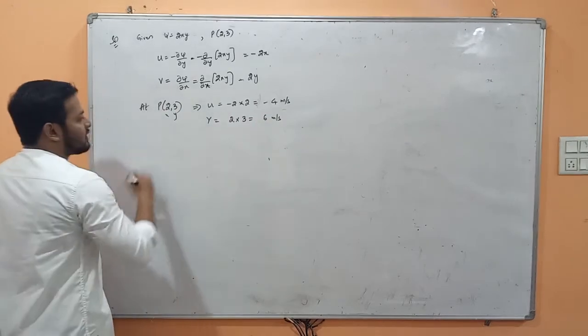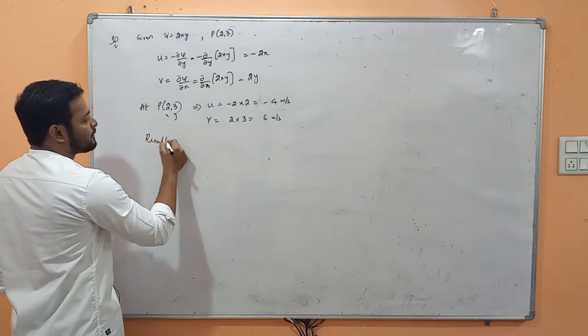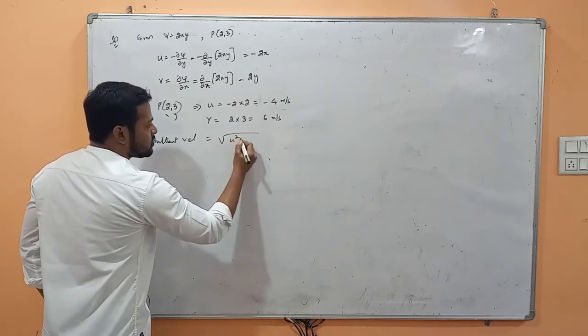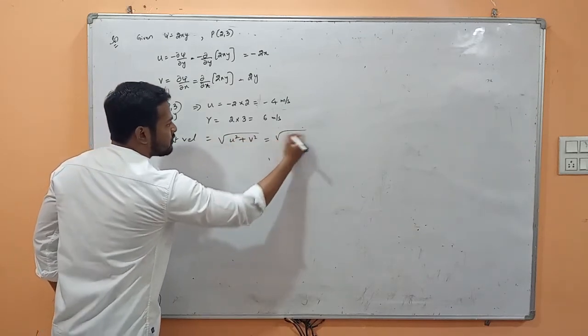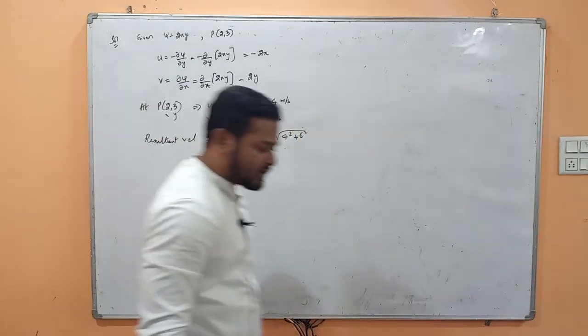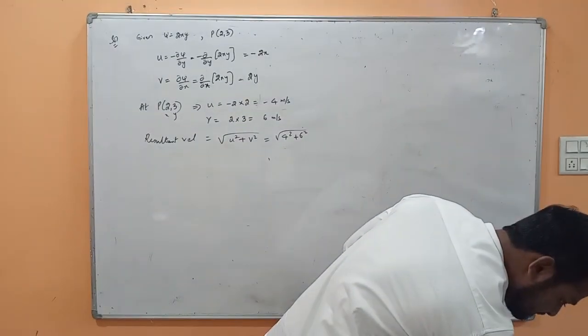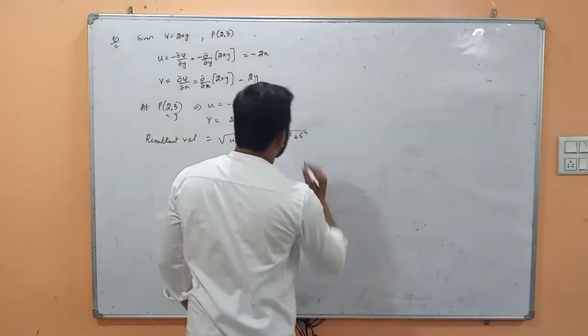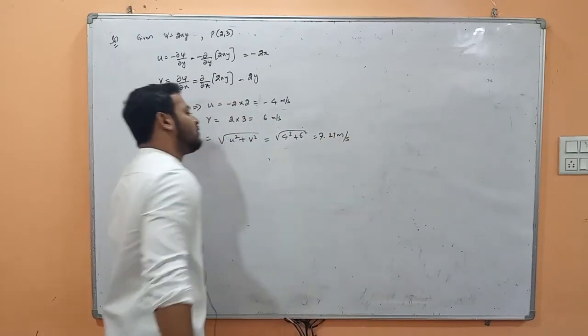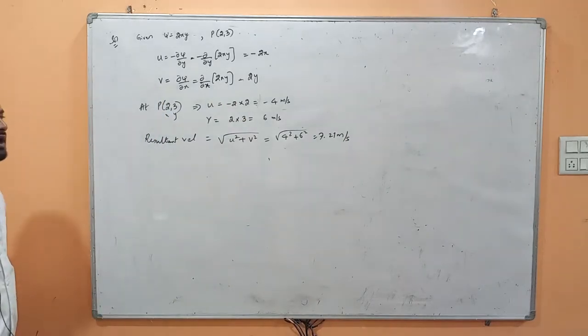You can also find out resultant velocity. Resultant velocity is equals to under root of u square plus v square, so 4 square plus 6 square. So you can find out this value in the calculator, and that's coming out to be 7.21 meters per second. Okay, so that's the first half of the question.